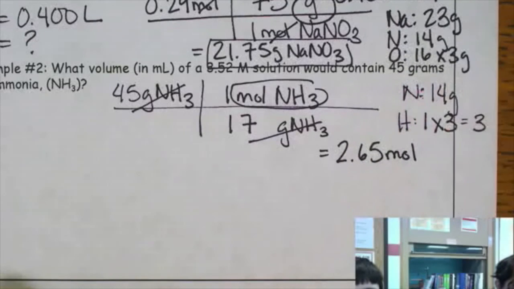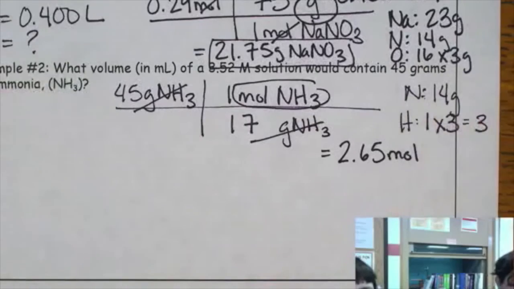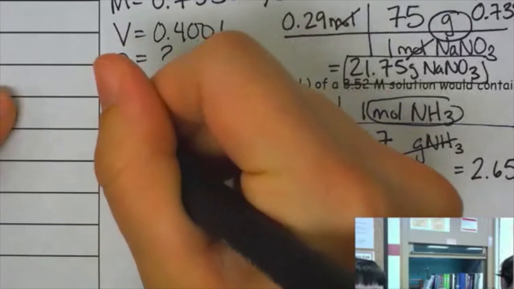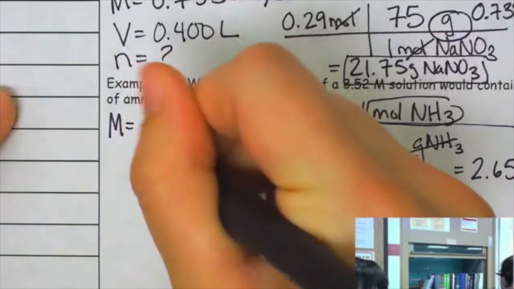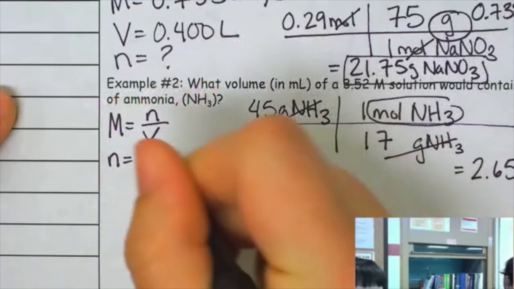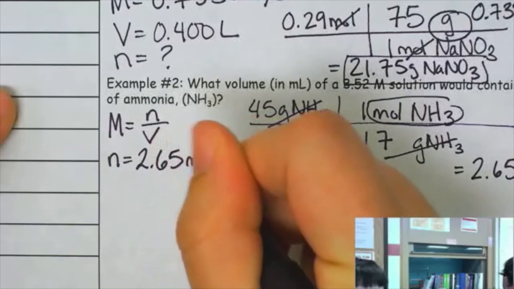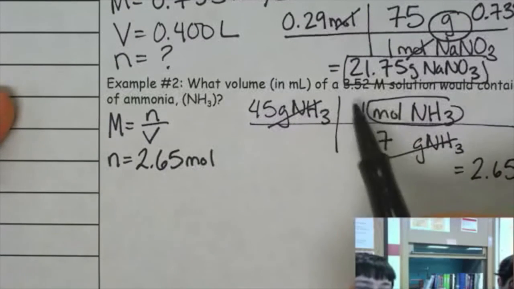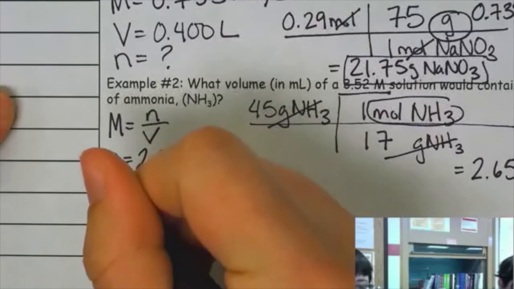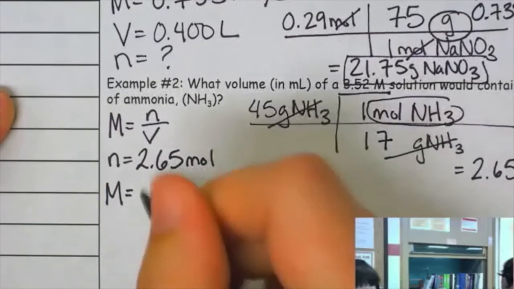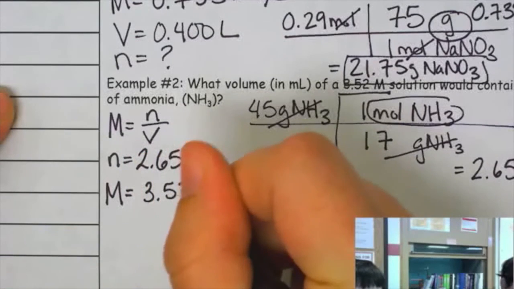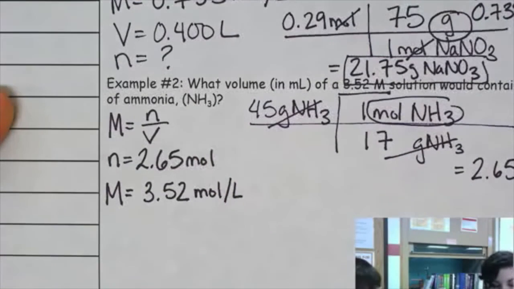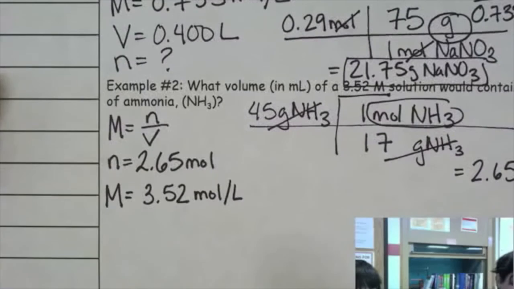Now this is going to go in for our n. We still have to find volume, so we're still going to use our molarity formula. M is equal to n over V. n is 2.65. What else did they give us in the problem? They gave us molarity, 3.52. That's our concentration in moles per liter. 3.52 moles per liter. M is the same thing as moles per liter, by the way, in case you were wondering. And we're trying to find volume.